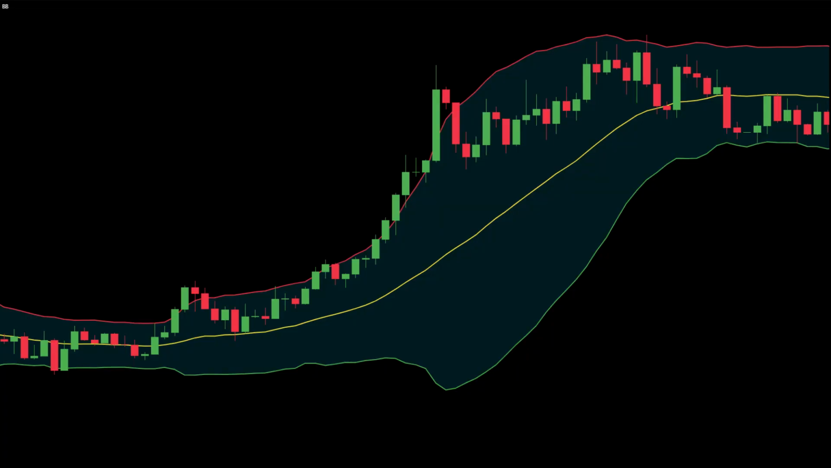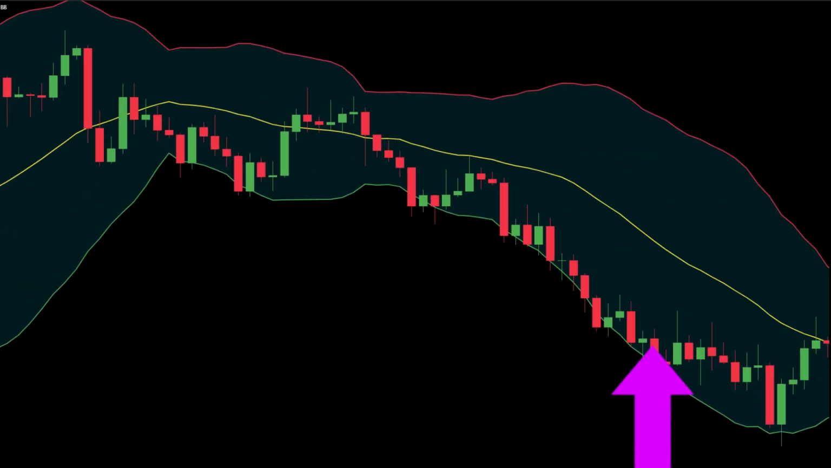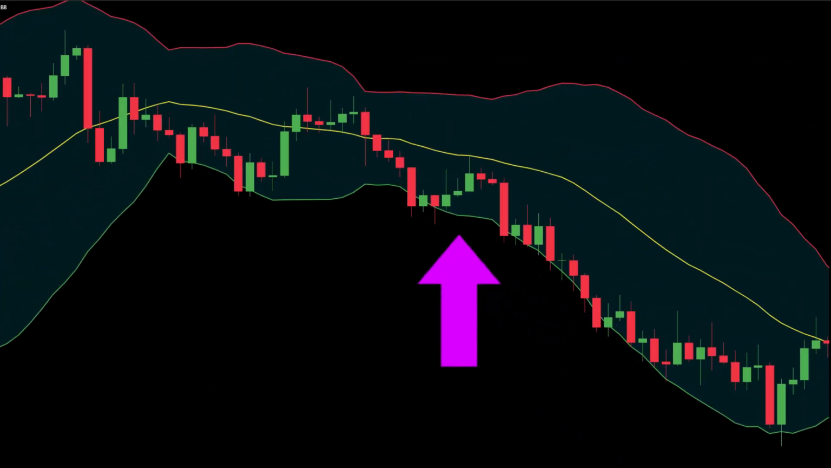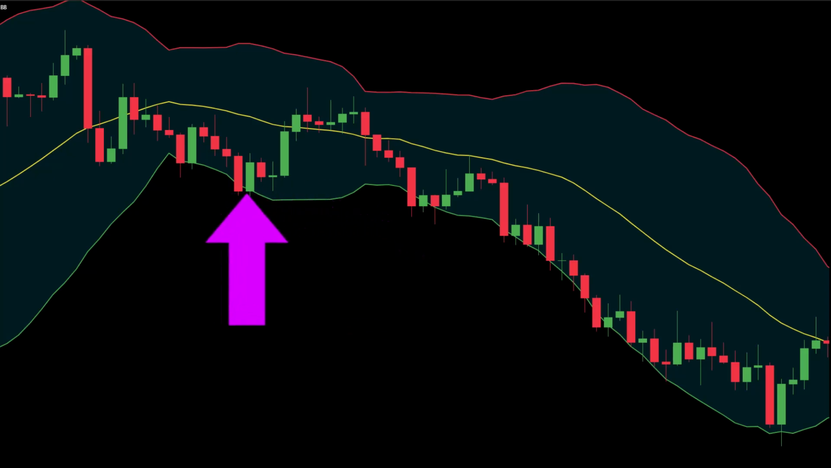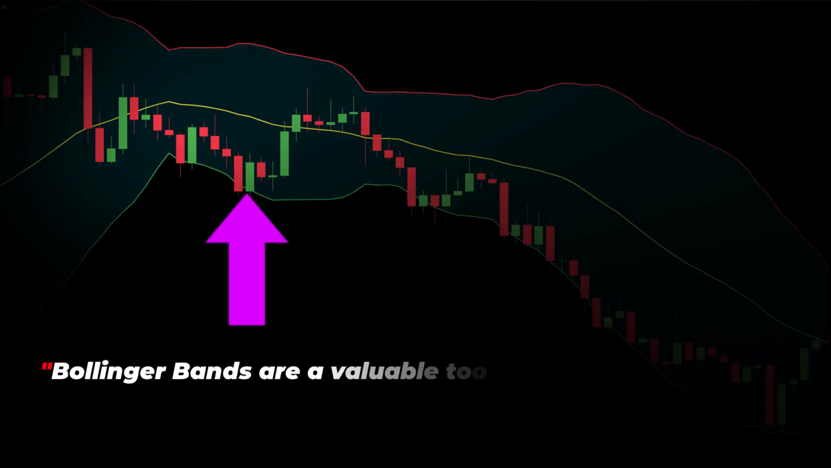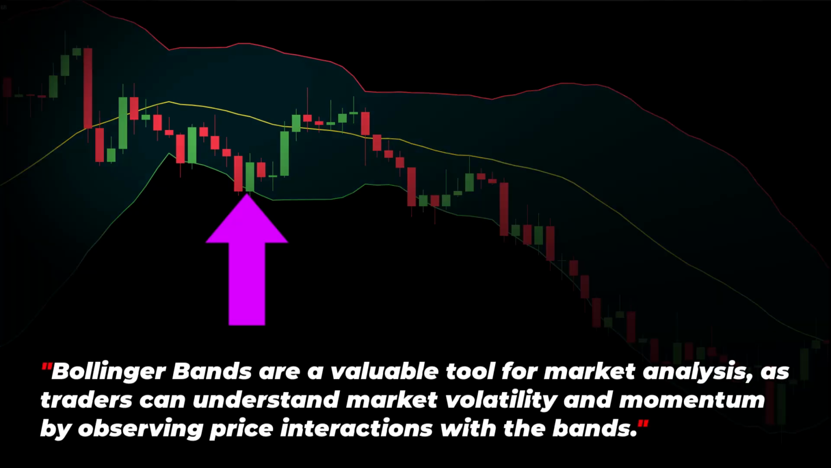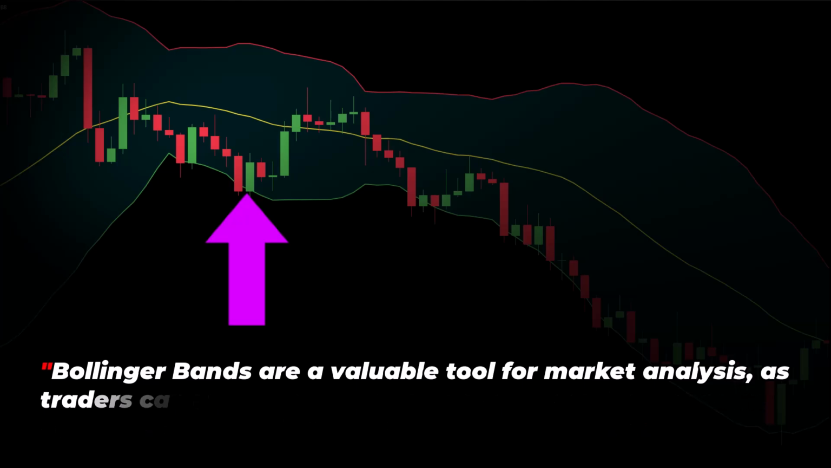In an uptrend, the price tends to stay close to the upper band, occasionally closing a few candles above it without immediately reversing. Similarly, in a downtrend, the price remains near the lower band, with some candles closing below it without triggering a reversal. This behavior helps confirm the strength of the trend. By observing how price interacts with the bands, traders can gain a clear understanding of market volatility and momentum, making Bollinger Bands a valuable tool for market analysis.